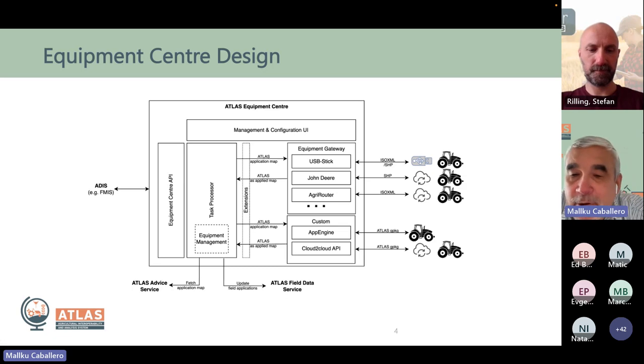Again, this will become clearer when we go through a demonstration, but fundamentally we act as a hub to the machines, and then it records the results of the executed tasks on the field data service, making it available to any other Atlas service that the farmer has allowed to access his field data service.